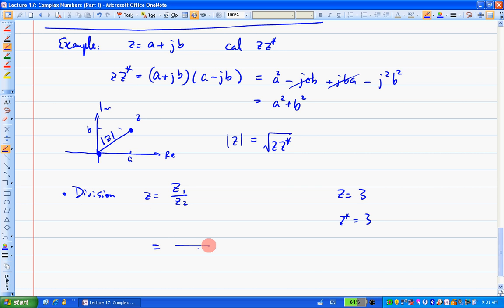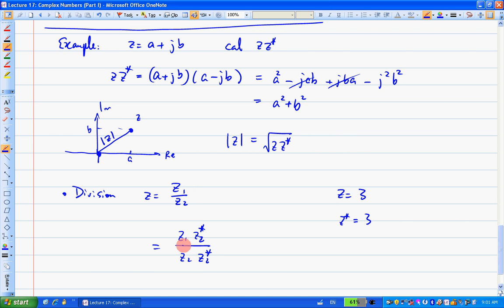I don't want it to be a complex number, so I multiply it with its conjugate. Then it becomes a real number. However, you cannot change the original value here. So if you multiply at the denominator, you have to multiply on the numerator too. That's basically keeping it the same.